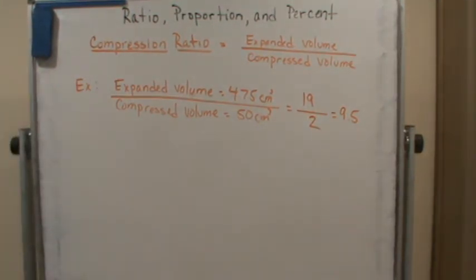So what does this mean? Now compression ratios are always written so that the number in the denominator is 1. So it's always being compared to 1. It's a common way of doing it.